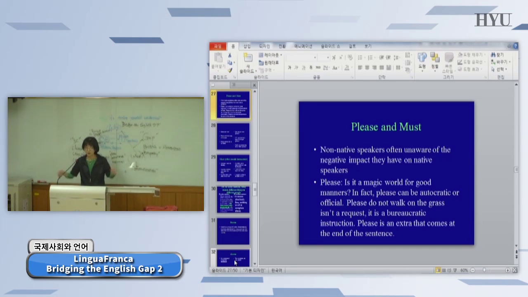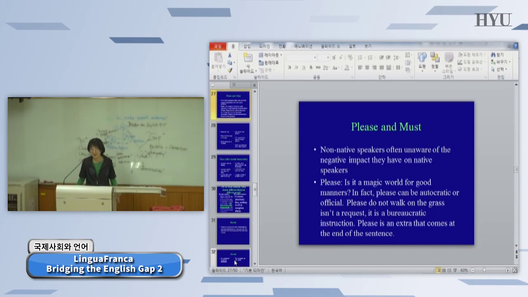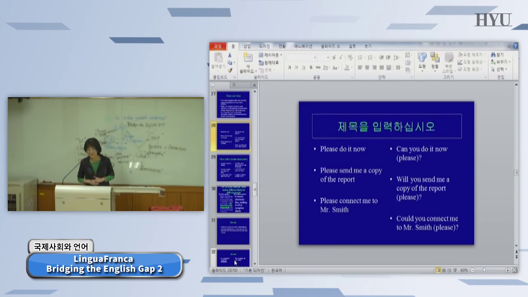We have heard at school, in middle school, when we were learning English, that it is a magic word for good manners. You should say please. In fact, please can be autocratic or official when spoken to native speakers. So please has a little negative nuance. For native speakers, please do not walk on the grass is not a request. If you say, please do not walk on the grass, it's not a request but a bureaucratic instruction. Please is an extra that comes at the end of the sentence.